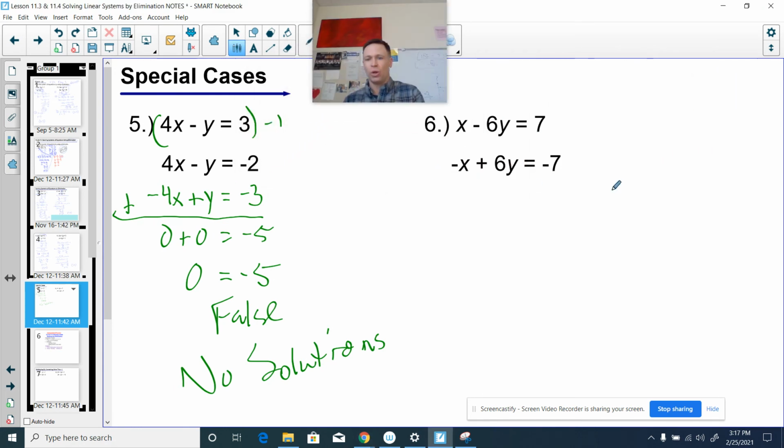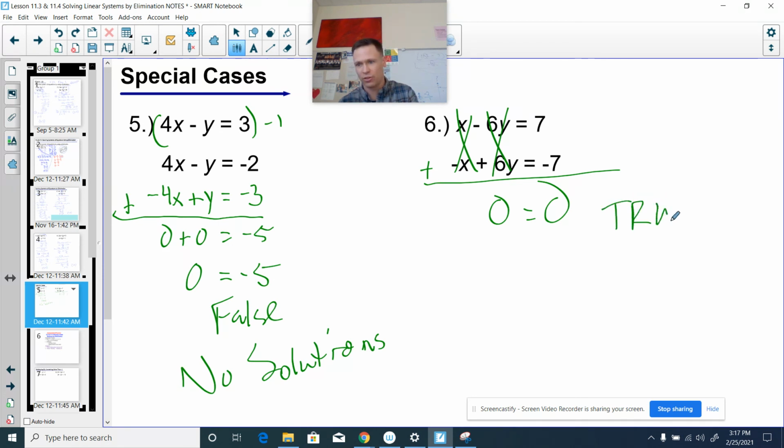Now I'll do the same thing for this one. This one's kind of nice because it is set up to eliminate right away. So I will get my x variable to eliminate. X minus x is gone. And then -6y plus 6y, it also gives me 0. And 7 minus 7 also gives me 0. I get the same thing, right? All the variables cancel out. And so I have to evaluate whether or not this is true or false. Well, this is clearly 0 equals 0, so we're going to say that this is true. And again, same thing as last class. If we get a true statement, what we say is that we have infinitely many solutions.